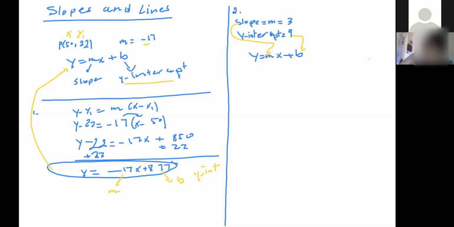So I'll have to substitute these and it will be done. So y equals m, which is 3, plus 9. Okay, that's it. The equation is done. So just substitute. It will give you the equation. Just substitute and simplify.